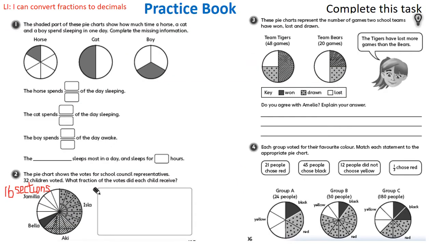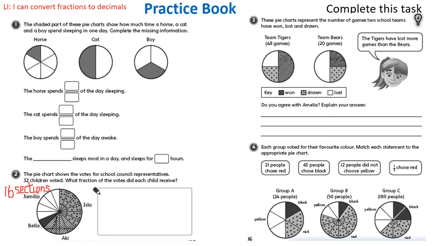So now it's going to be your turn. Let's have a quick look at the practice book. So question 1, the shaded part of these pie charts show how much time a horse, a cat and a boy spend sleeping in one day. Complete the missing information. So what you need to do here is you need to count how many sections each pie is split into. Let's do the first one together.